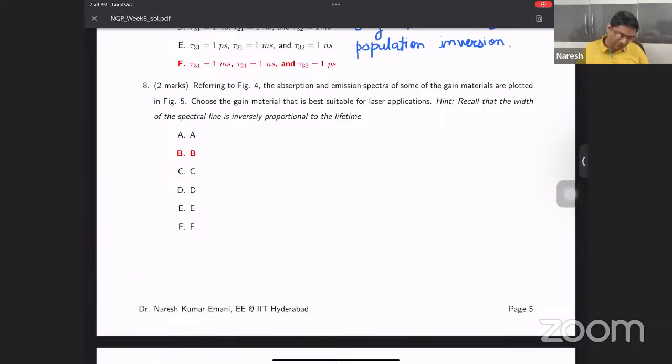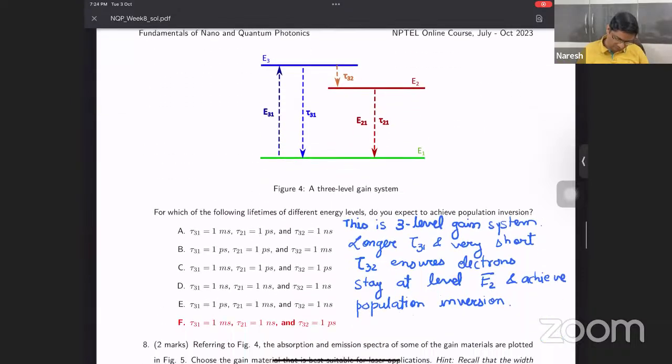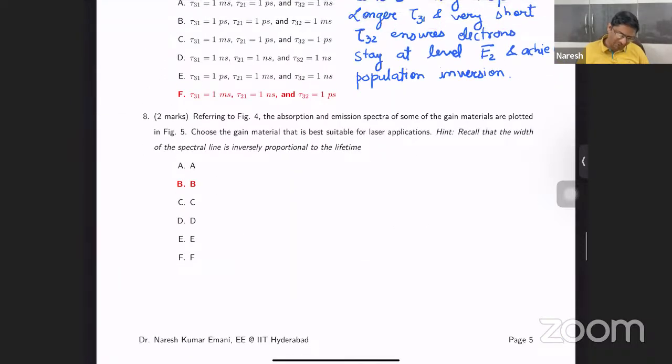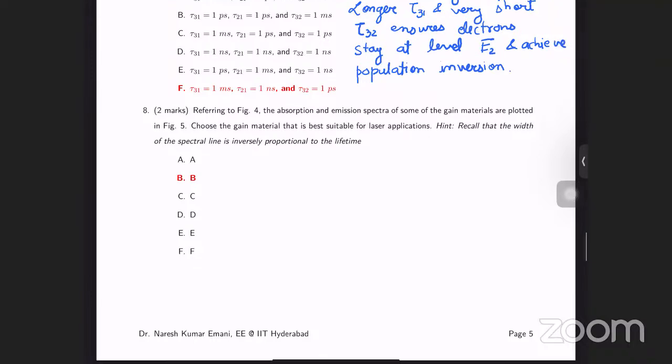Referring to figure 4, which is figure 4. Okay, this one. The absorption and emission spectrum of some gain materials are plotted in figure 5. Choose the gain material which is best suitable. Okay, Ghosh, what do you think it is?